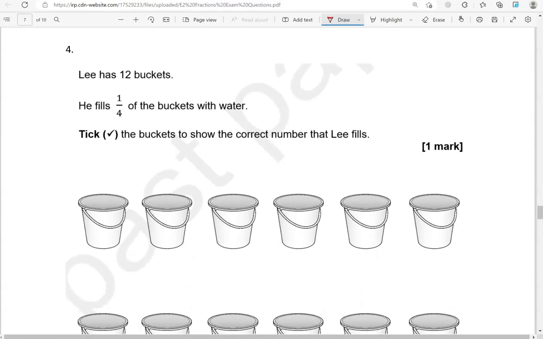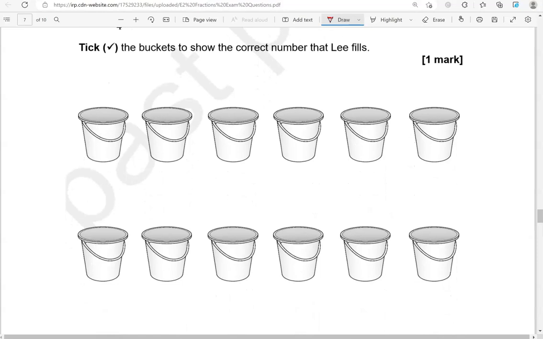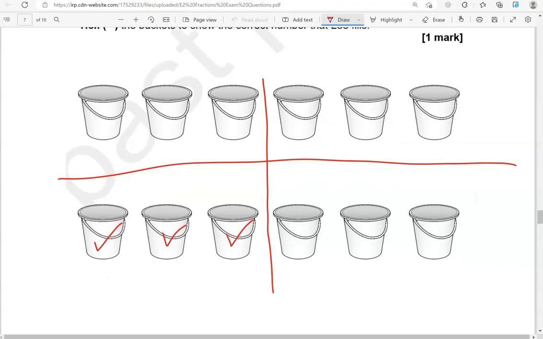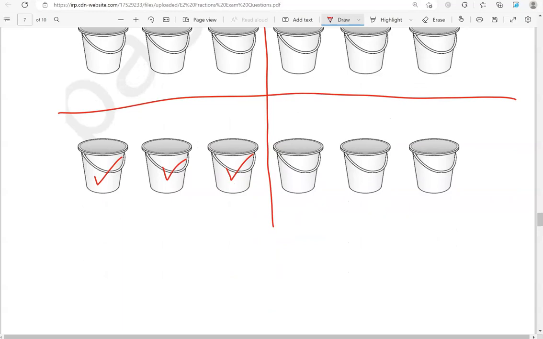Lee has 12 buckets. He fills 1/4 of the buckets with water. Tick the buckets to show the correct number that Lee fills. So 1/4, that means splitting these into 4 parts. So I could tick any 3. 1, 2, 3. That represents 1/4 of all the buckets. You could do 12 divided by 4 to give us 3.